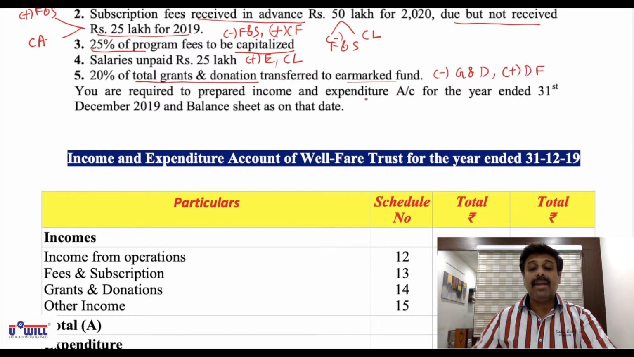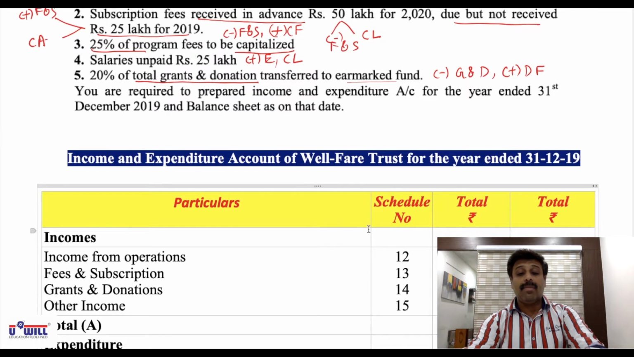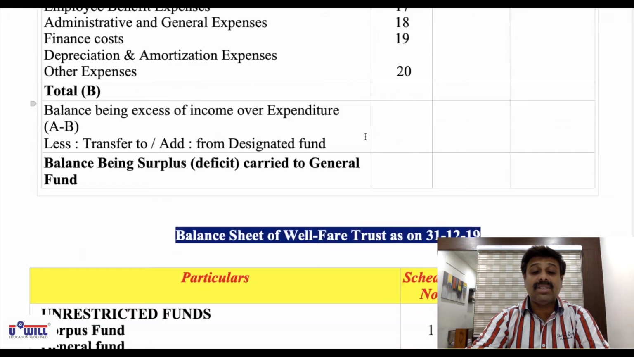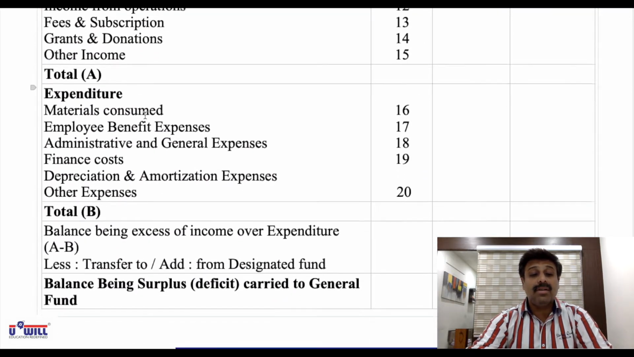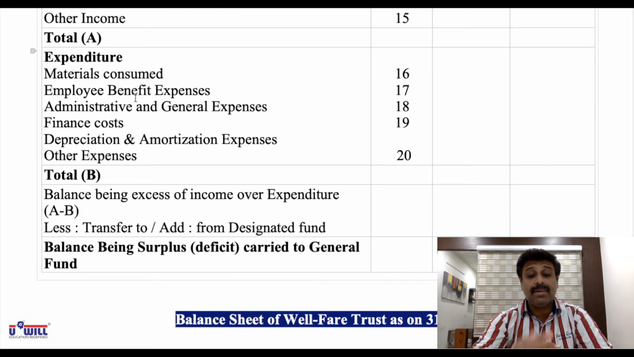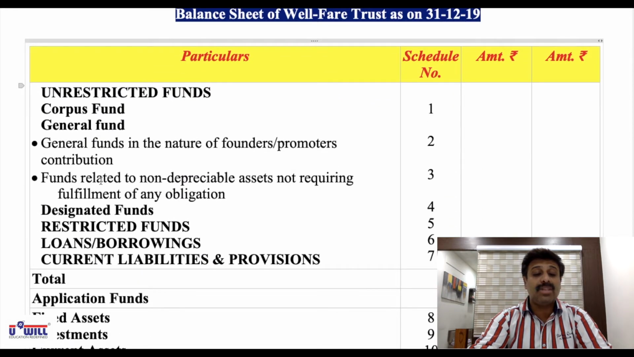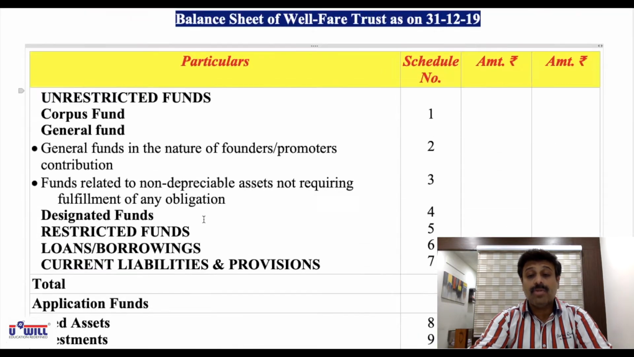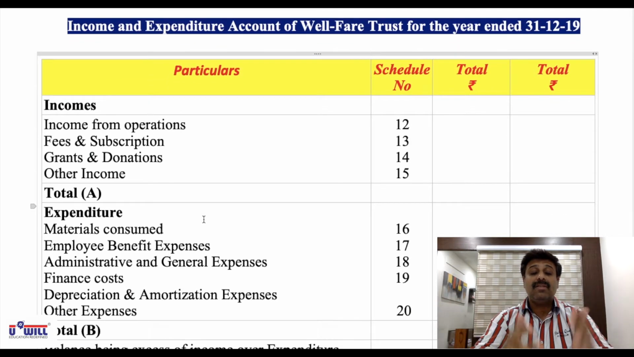You are required to prepare income and expenditure account for the year ended 31st December 19 and balance sheet as on that date. Now, the format is already discussed in the past lecture, so pause the video and make the entire income and expenditure statement as well as balance sheet with the items also. You write those 4 incomes, then you write those C, D, E, F expenses except D. We'll remove D and write administrative and general expenses. Then you make the balance sheet format also: unrestricted funds, corpus, general, designated, restricted, loans, borrowings, current liabilities, and the application of funds also. Pause the video and make this entire format, then we make the schedules and fill in the blanks. Pause the video, make it fast.